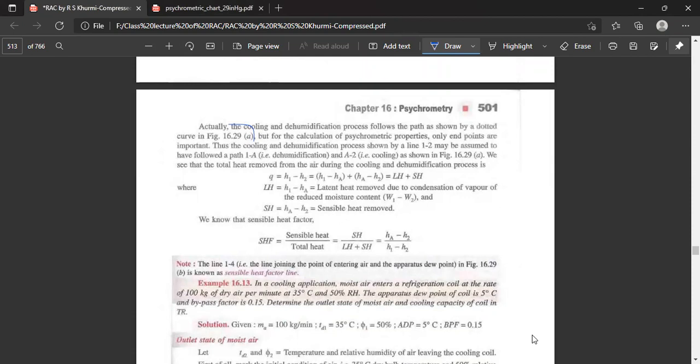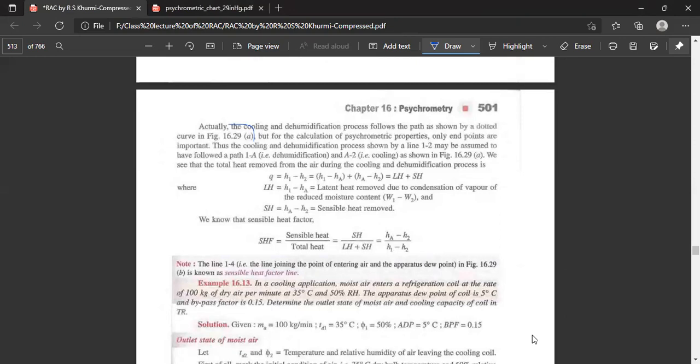H_1 minus H_A is the latent heat and H_A minus H_2 is the sensible heat. The latent heat is equal to the reduction in moisture content, W_1 minus W_2. The sensible heat factor is sensible heat divided by total heat, that is, sensible heat divided by latent heat plus sensible heat, (H_A − H_2)/(H_1 − H_2).